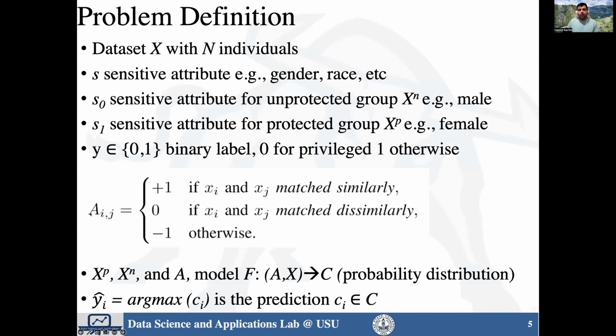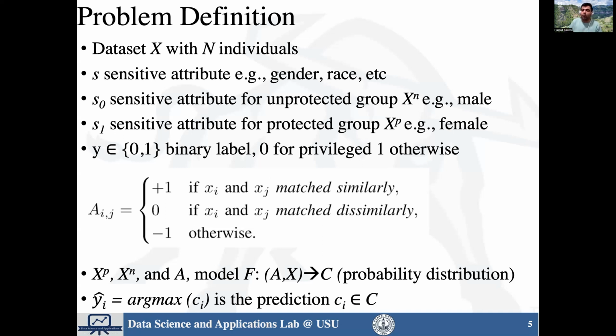In addition, we have this adjacency matching matrix A that for i and j, the value is +1 if two individuals are matched similarly, 0 if these two individuals are matched dissimilarly, and -1 otherwise if they are not matched at all. I will explain how we can construct this adjacency matrix that maintains the matching information. So given XP, XN, and A, we want to learn a model F that gives us C, which is a probability distribution over the binary labels, that is both predictive and also fair.